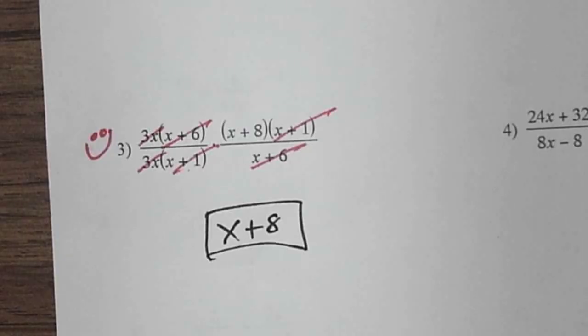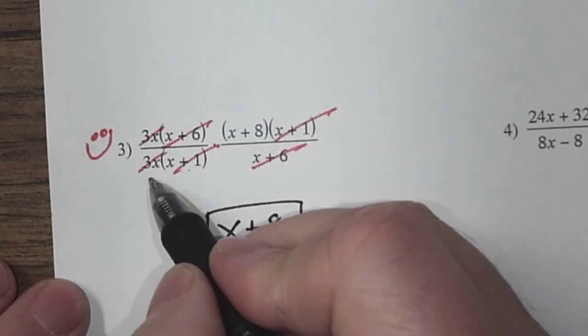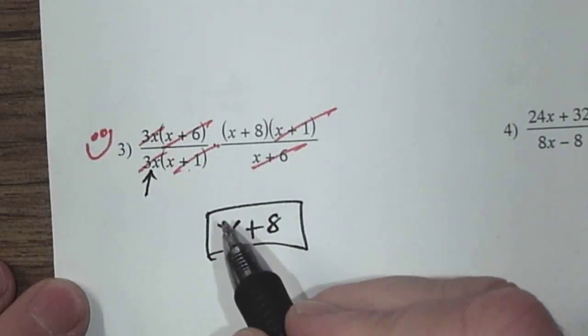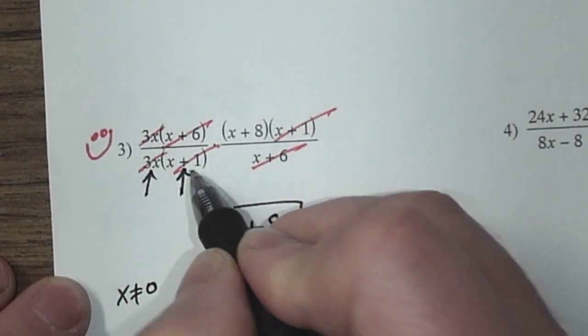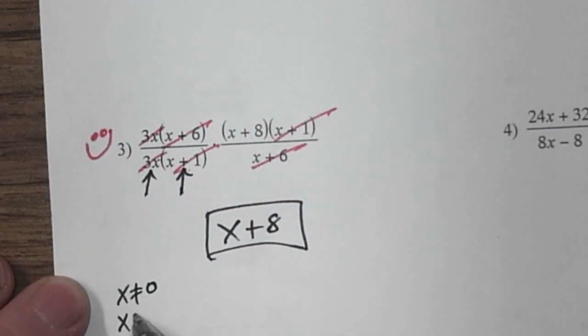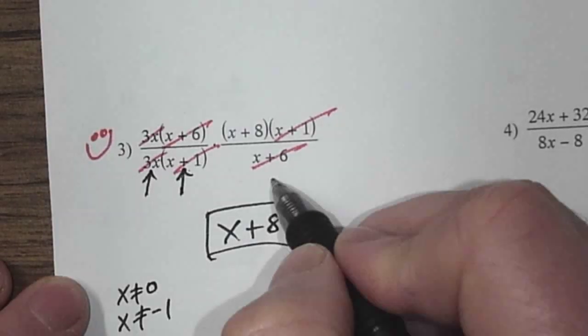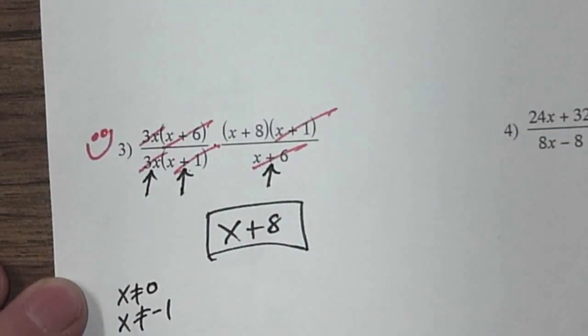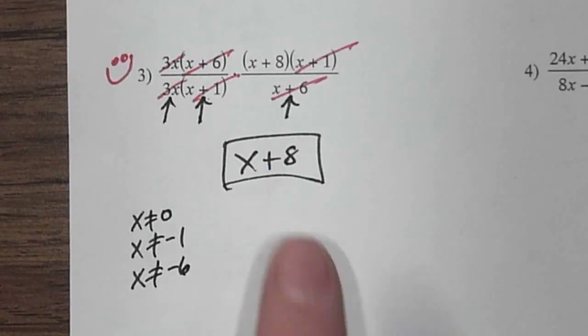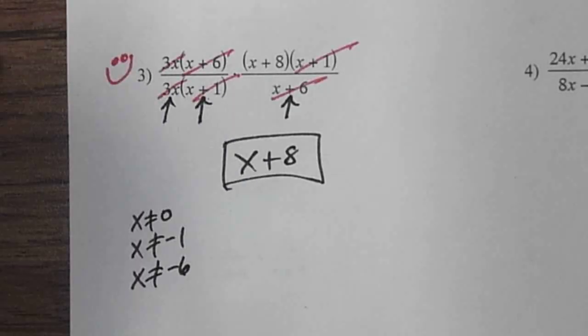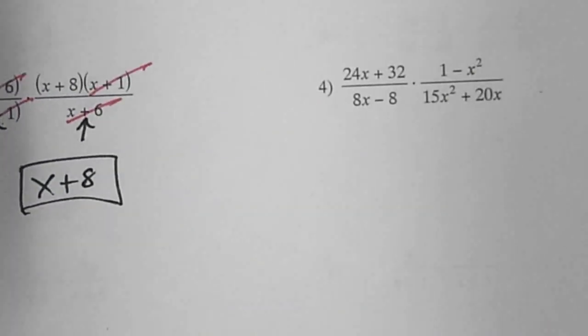Now, we could talk about excluded values. Right here, 3x, not allowed to be 0, so that will be x not equal to 0. X plus 1, not allowed to be 0, so x is not allowed to be negative 1. X plus 6, not allowed to be 0, so x is not allowed to be negative 6. So that would be excluded values. Okay, but this is the important part. This is still kind of technically important, but anyway.